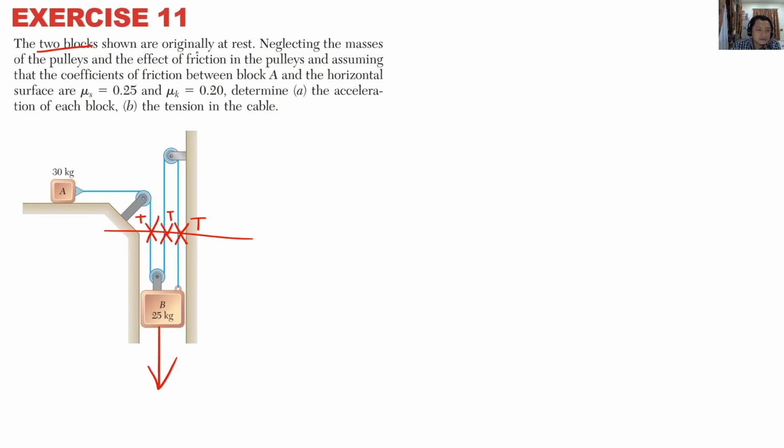2 blocks originally at rest, neglecting the mass of the pulley and effect of friction on the pulleys. Okay, assuming that coefficient of friction between block A and the horizontal surface is 0.25, this one, mu K is equivalent to 0.2. You use this for static. If this is moving, use this one. Do not use static anymore. Determine the acceleration of each block and the tension of the cable.